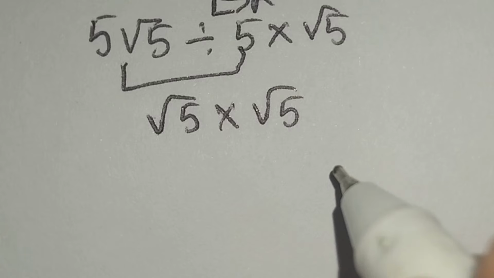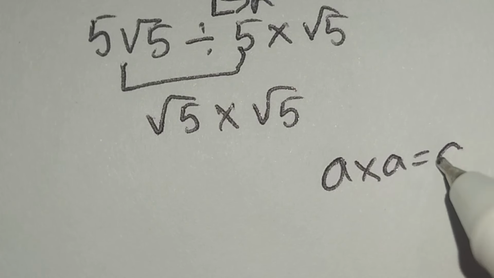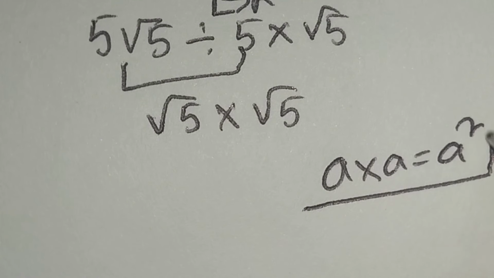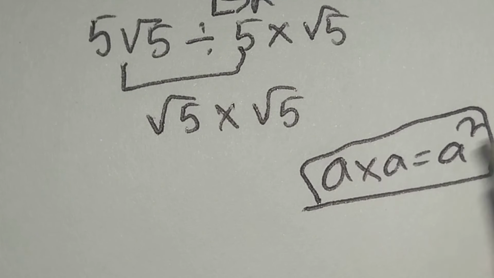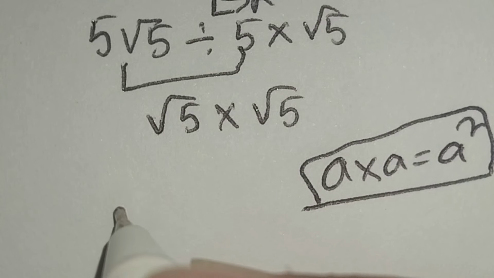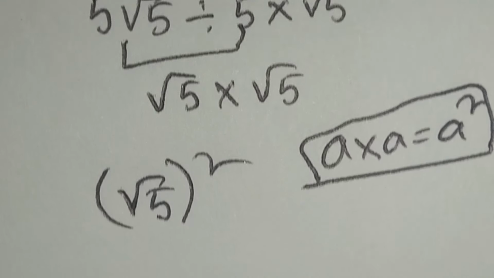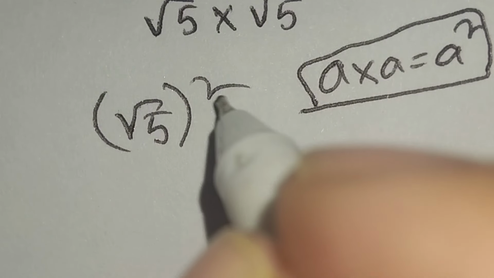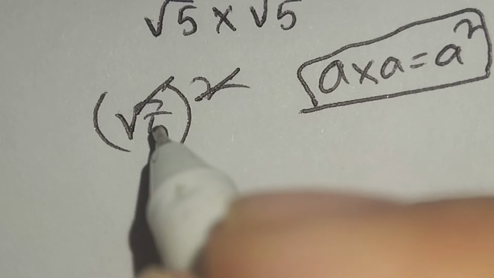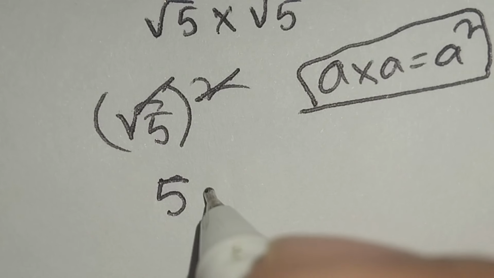We know A multiply A is equal to A square. According to this property, we can write this square root of 5 multiply square root of 5 as square root of 5 whole square, and this square and this square root cancel out. Here this 5. This 5 is the correct answer.